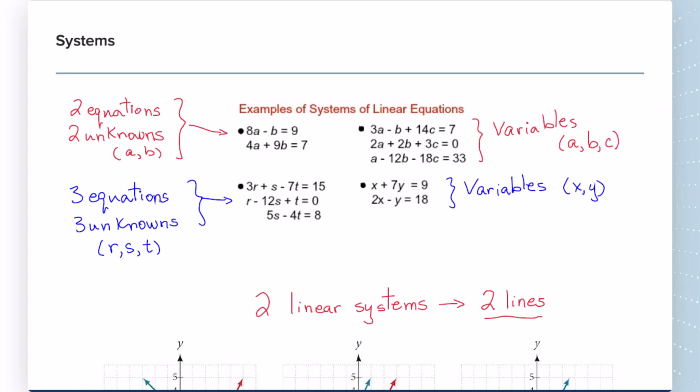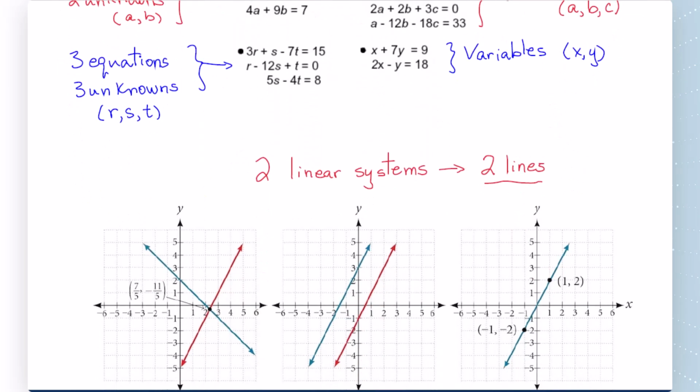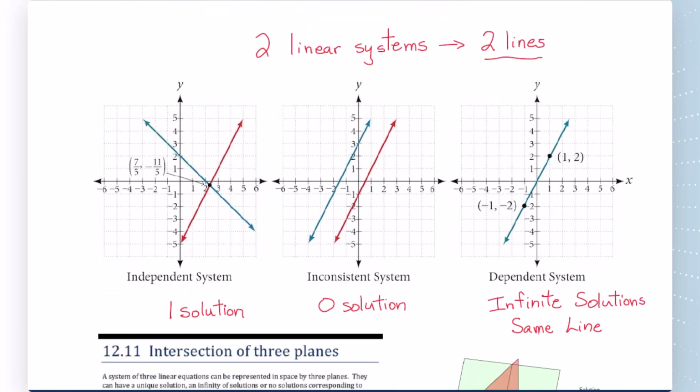If I have two linear systems, what happens is we have two lines. And if I have two lines, my two lines might intersect in one common point. And if that happens, I'm going to get one solution. We say that that is an independent system.